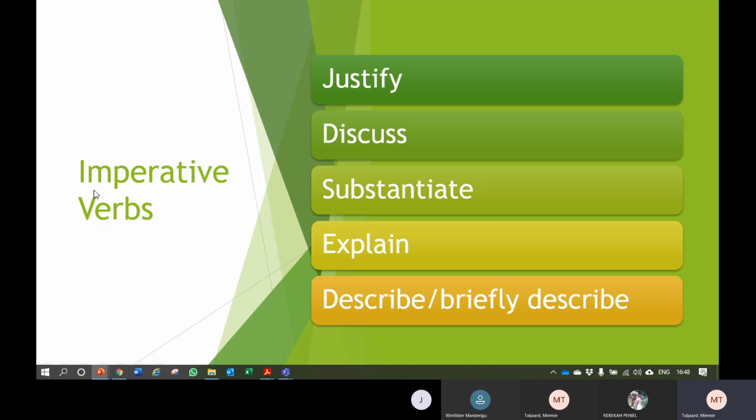Substantiate is close to the discussion. You have looked at more than one option and you can give a reason for the option that you choose.